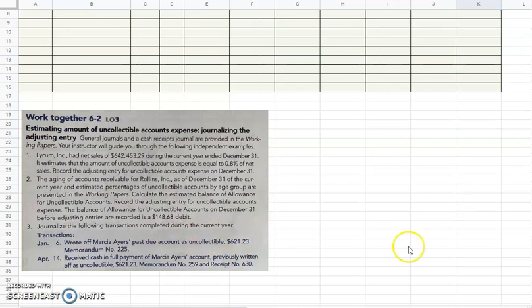So that is all there is to estimating uncollectible accounts expense, journalizing those entries, and then doing a couple of transactions. So this was your work together, and your on your own is in a separate workbook. Good luck.